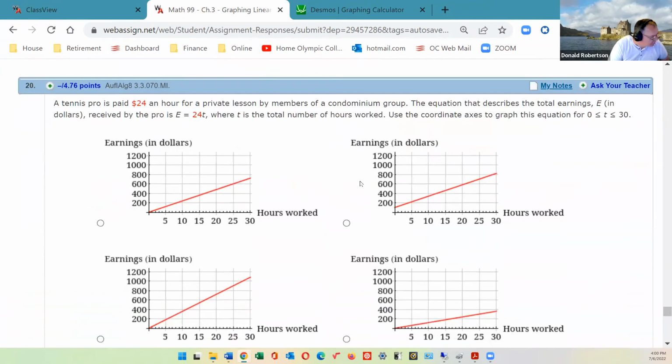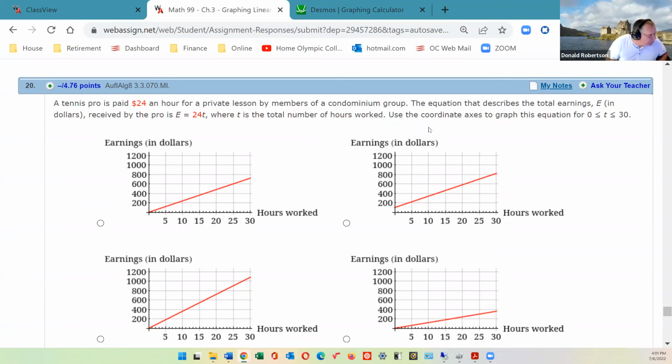And now we're moving on to our final section in linear functions, chapter 3, and that is applications. So what we have here is a story that's hopefully going to generate an equation. Let's see how it works. A tennis pro is paid $24 an hour for private lessons by members of a condominium group, someplace in Florida, whatever. The equation that describes the total earnings is earnings equals 24t, where t is the total number of hours worked.